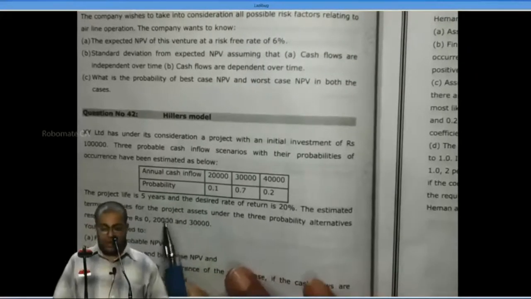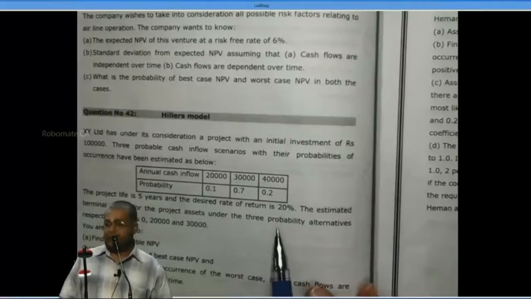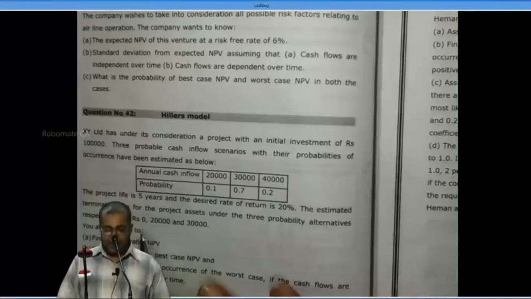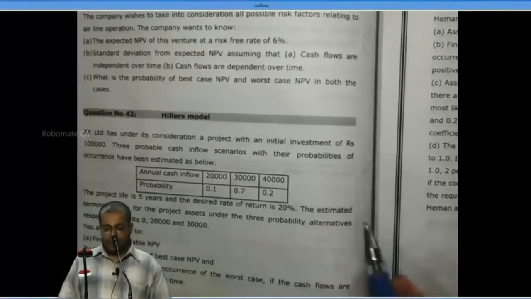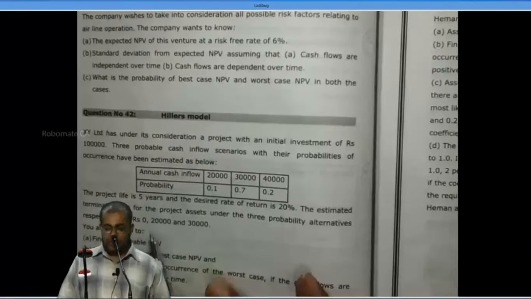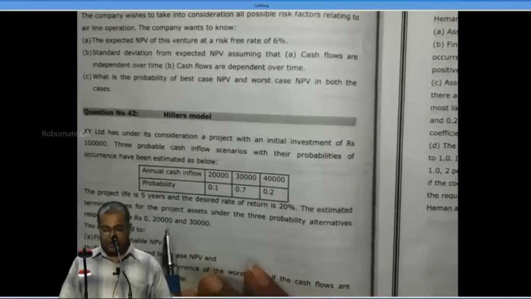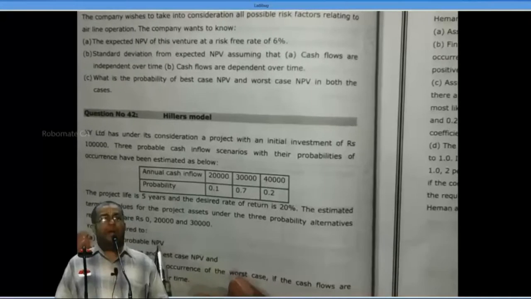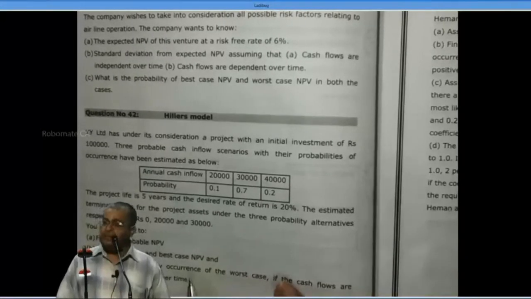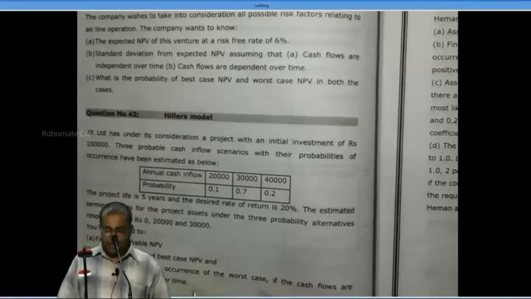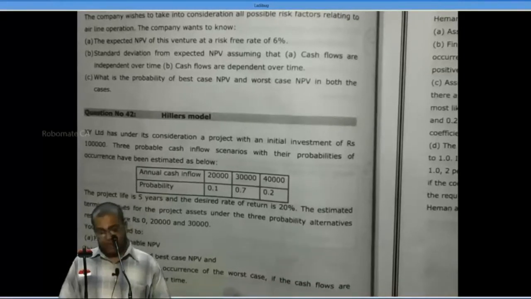The project life is 5 years and the desired rate of return is 20%. The estimated terminal value of the project assets under the 3 probability alternatives are 0, 20,000 and then 30,000. You are required to find the probable NPV. Probable NPV means what? Expected NPV. Find the worst case and best case NPV. State the probability of occurrence of the worst case if the cash flows are perfectly correlated over time.